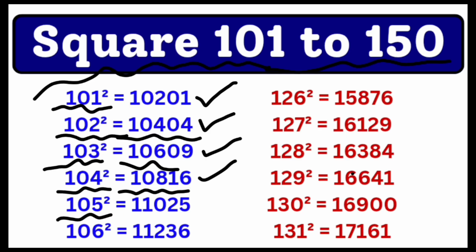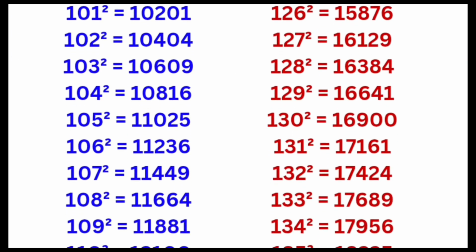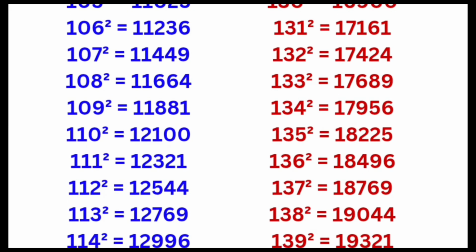Square of 105 is equal to 11,025. Square of 106 is equal to 11,236. Square of 107 is equal to 11,449. Square of 108 is equal to 11,664.